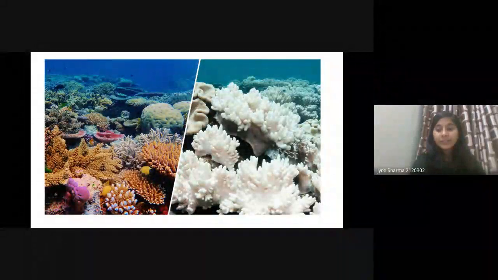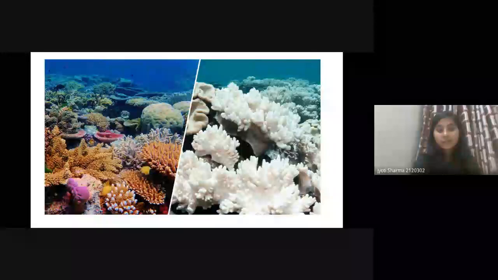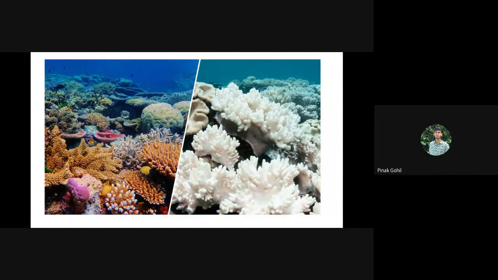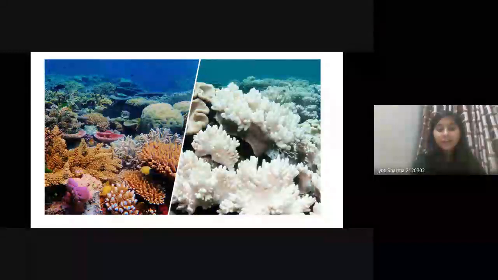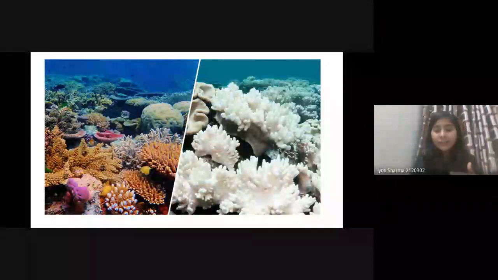Can you tell me what it is and why I kept this picture? What is the reason? Because we were talking about the impact of global warming on different ecosystems. Coral, yes, this is coral reef. And what happened to the coral reef? Like in the first scenario, you can see the colorful coral reefs. In the second scenario, there is a whitening. So, can you tell me the phenomenon of that?